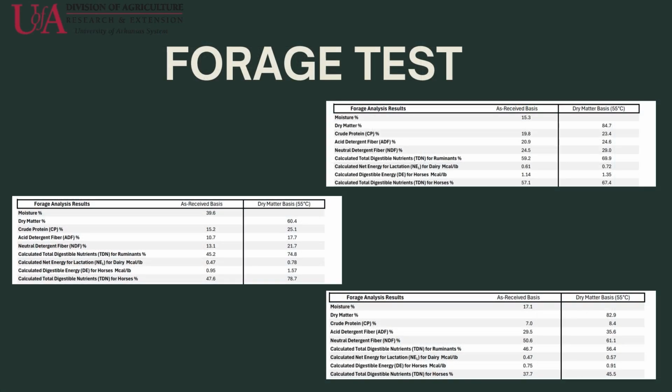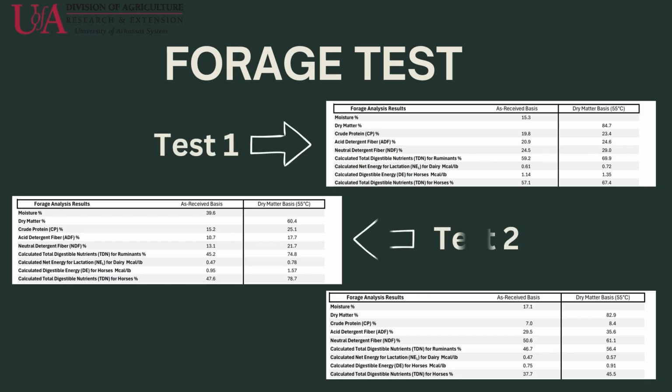So this is a forage test that I got. This is test 1, test 2, and test 3. To make our lives easier, I have the numbers. We're going to look at test 3 the most, and the crude protein is 8.4, and the TDN is 56.4. If you're going to look at ruminants, you need to make sure you use your calculated total digestible nutrients for ruminants, and it says it on your forage test. If you want to do horses, you have to be sure to use the horse TDN. And you're looking only at your dry matter basis whenever you do this.